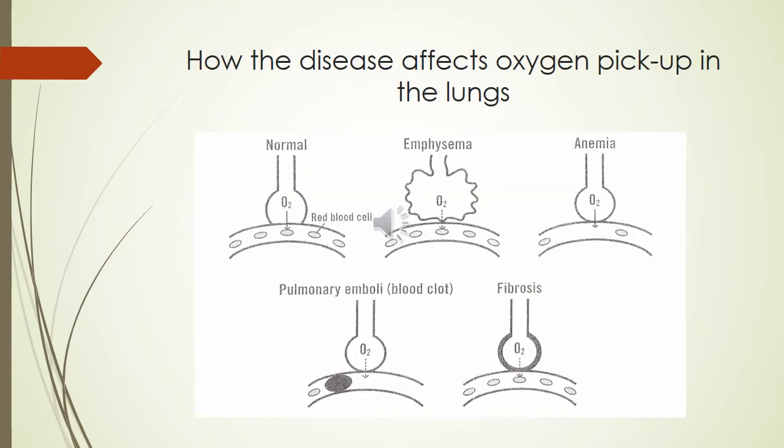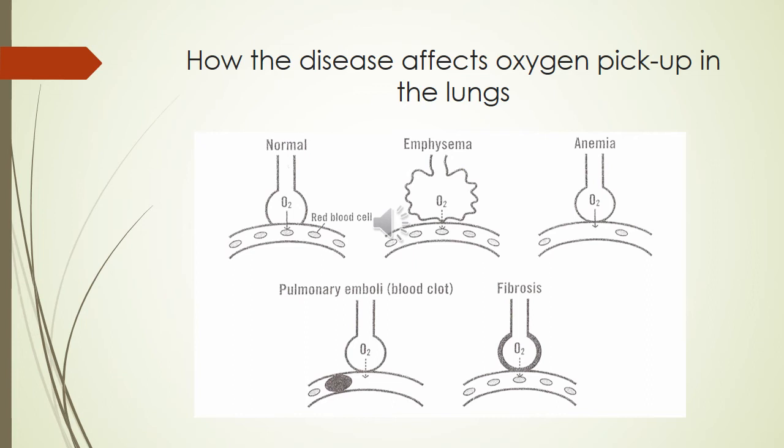This slide shows how the disease affects oxygen pickup in the lungs. In the normal category, you see the alveoli having much contact with the capillary bed where the red blood cells are in. With emphysema, you see the alveoli in a different shape and thus having limited contact with that capillary bed, not allowing a lot of oxygen to be transfused through there.